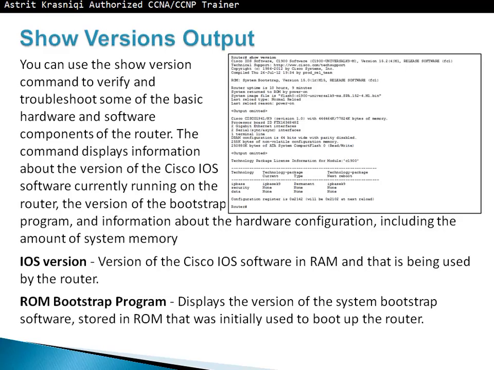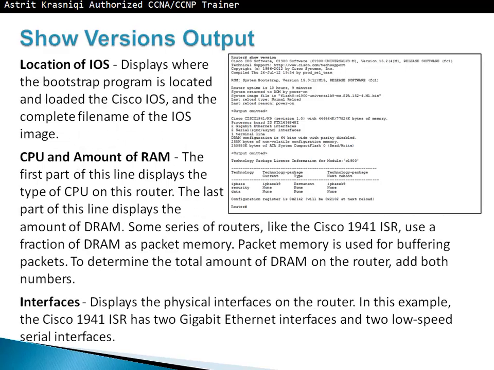It shows the version of the Cisco IOS software in RAM that is being used by the router. The ROM Bootstrap program displays the version of the system Bootstrap software stored in ROM that was initially used to boot up the router. Show version also displays the location where the Bootstrap program is located and loaded, the Cisco IOS, the complete file name of the IOS image, the amount of RAM and the CPU.